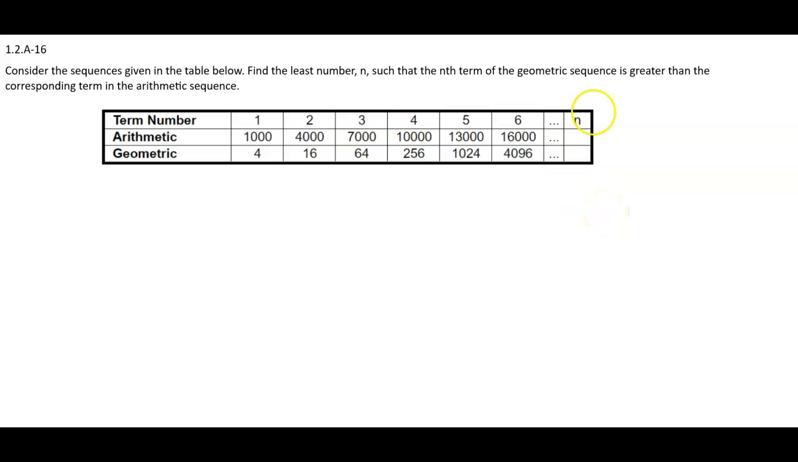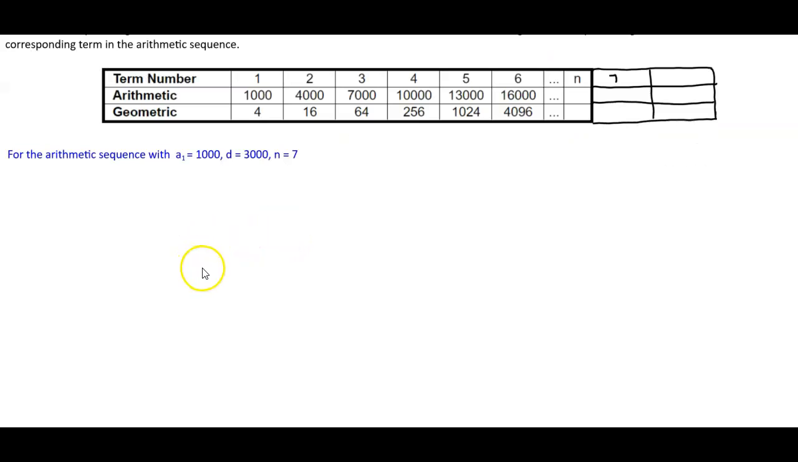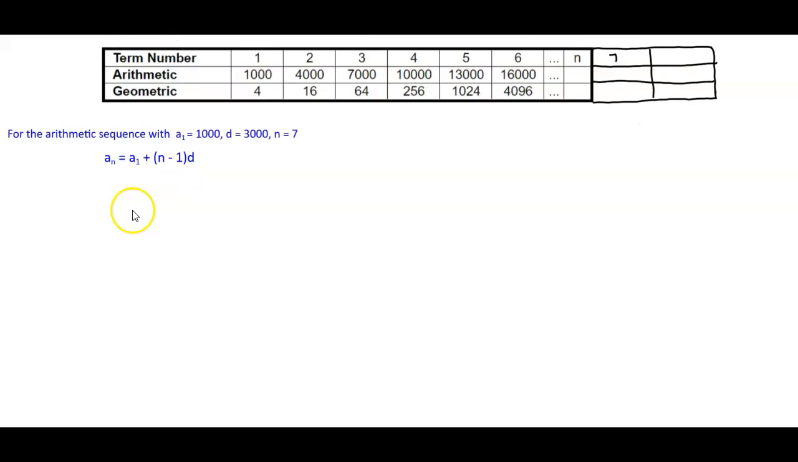So what we want to do is continue and find out, okay, what is the seventh term, and so on, and then compare those. So all I'm doing is just adding here, looking at term number 7, and let's see what we get. Okay, so the first thing we want to do is, for the arithmetic sequence, we know that the first term is 1,000, we know the common difference is 3,000, and we know that the seventh term is what we're looking for. So we're going to use our arithmetic sequence formula.